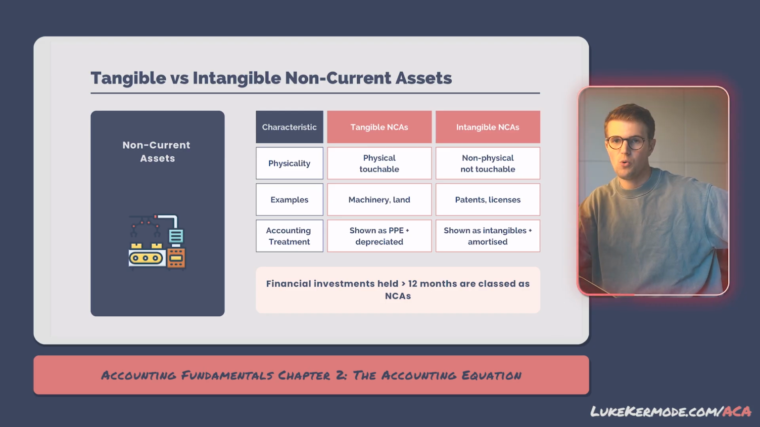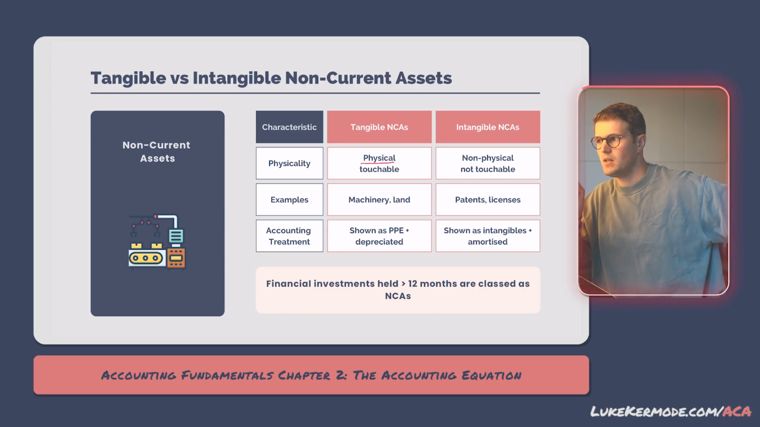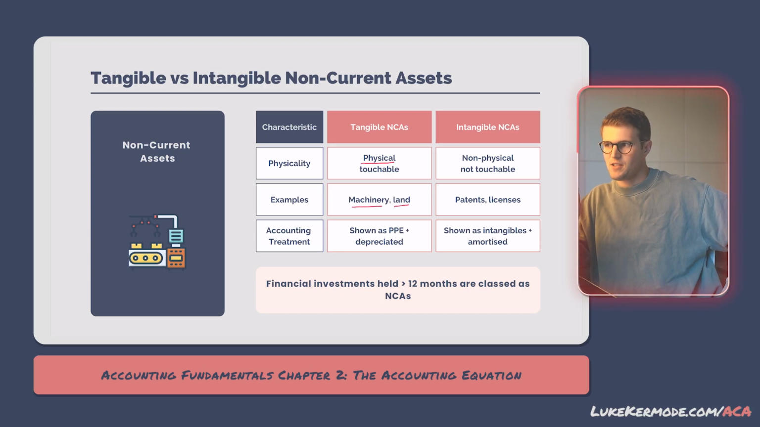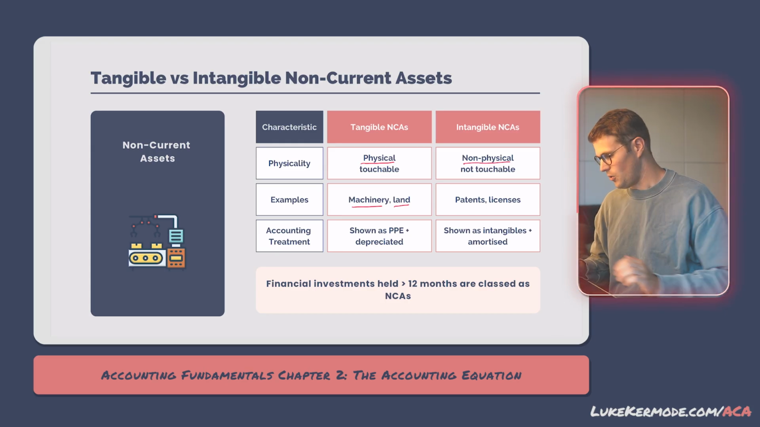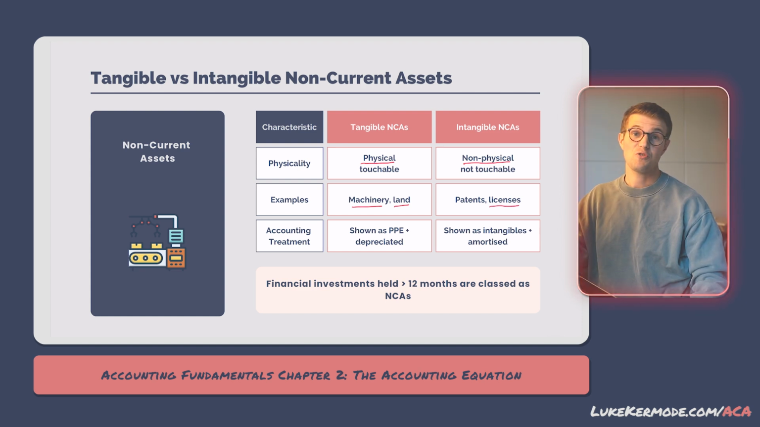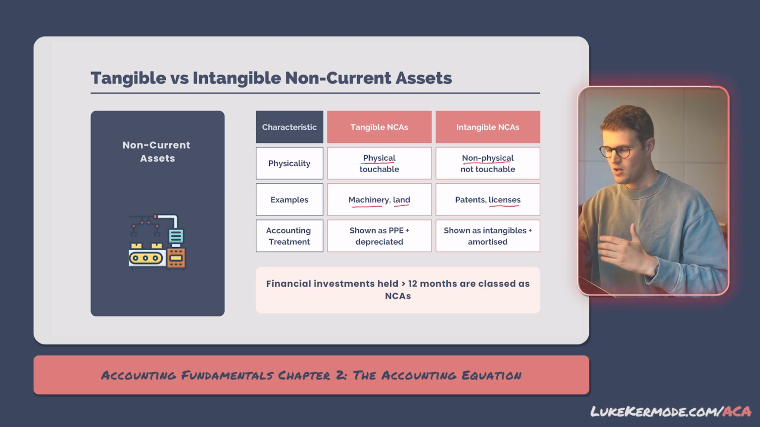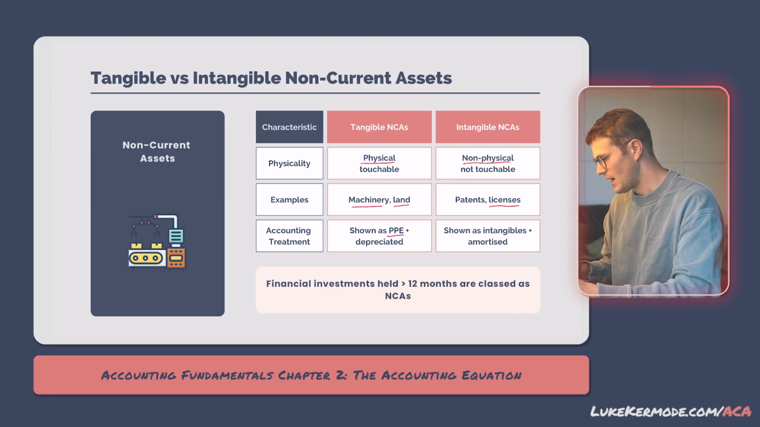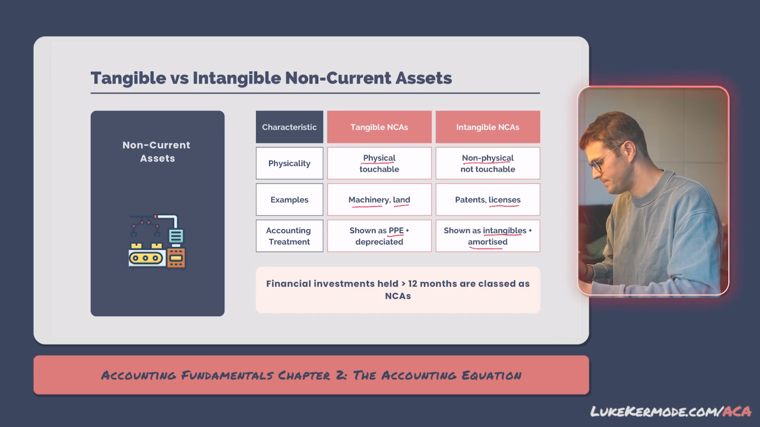So let's compare tangible and intangible non-current assets in a bit more depth. Tangible assets are physical. We can see them, we can touch them, and they include things like machinery and land. Intangible assets, on the other hand, are non-physical, and they include things like brands or software licenses. In financial statements, tangible non-current assets are classified under the heading property, plant and equipment, while intangibles are usually shown separately and are often amortized as opposed to depreciated.